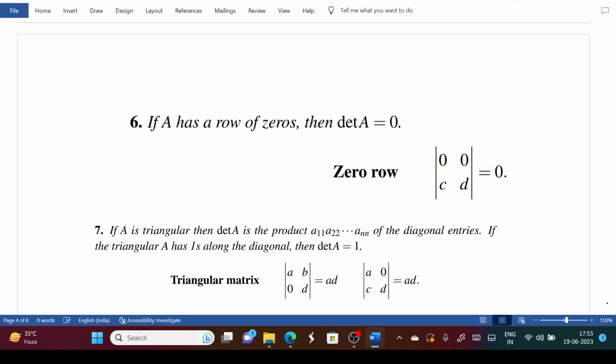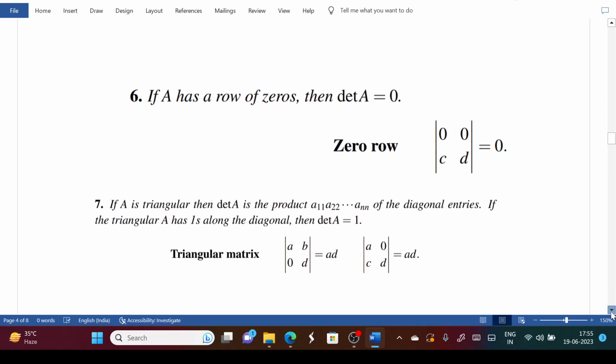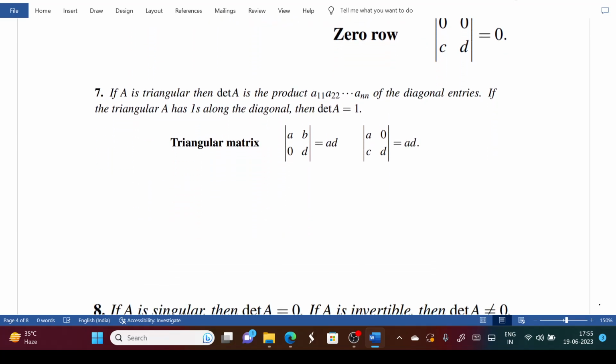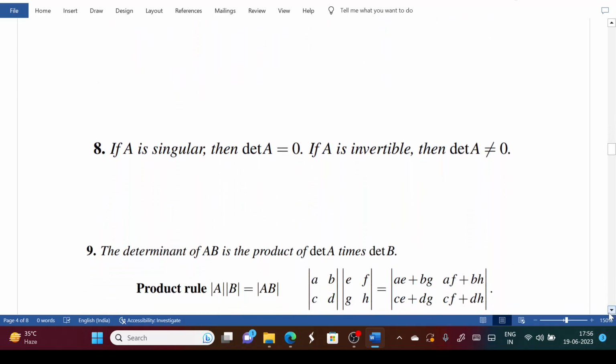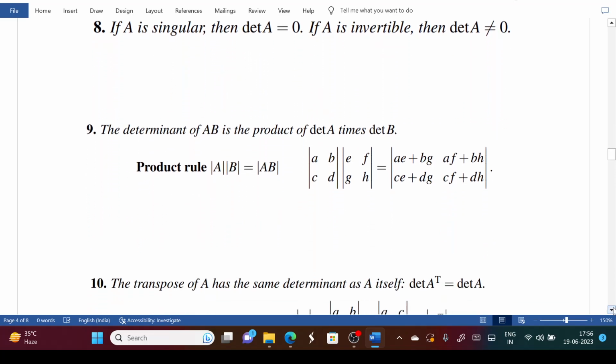Next, if a matrix has a 0 row or a 0 column, then the determinant of the matrix will be 0. Similarly, if it is a triangular matrix, then the product of the diagonal elements gives us the determinant of the triangular matrix. If A is singular, then the determinant of A is 0, and if A is invertible, then the determinant of A is non-zero. In that case, the determinant of A inverse will be 1 upon the determinant of A.